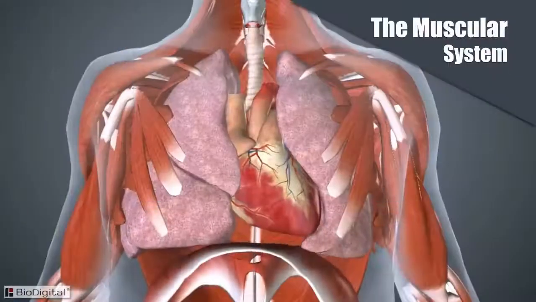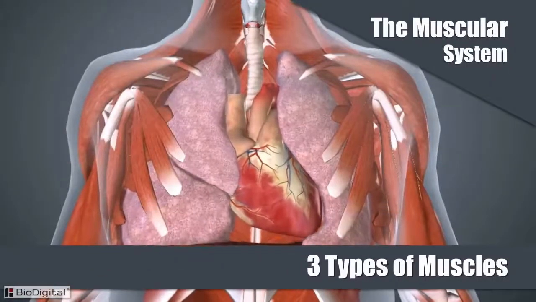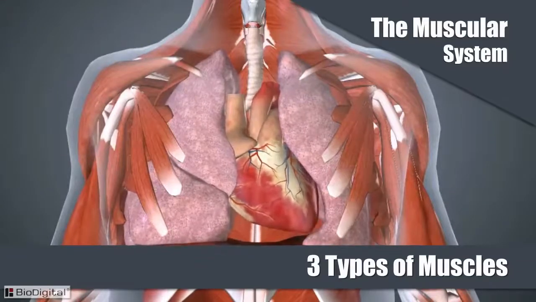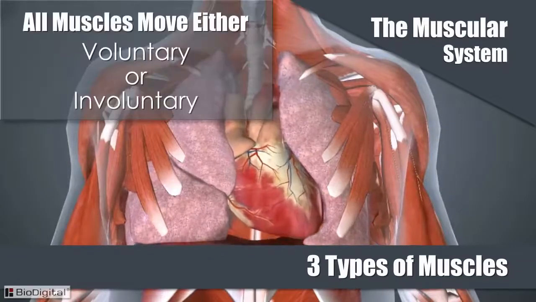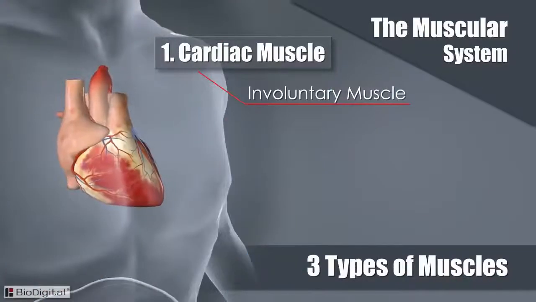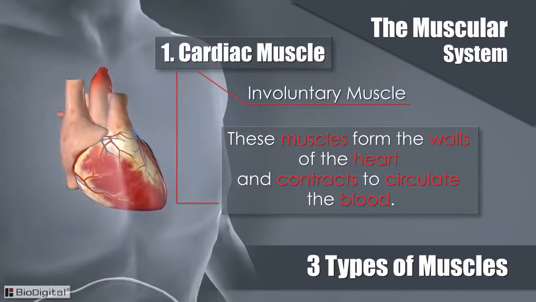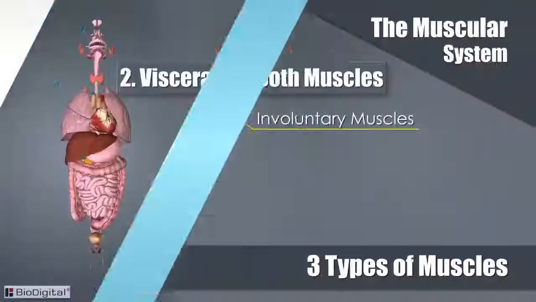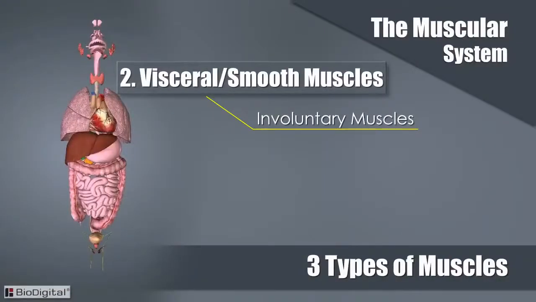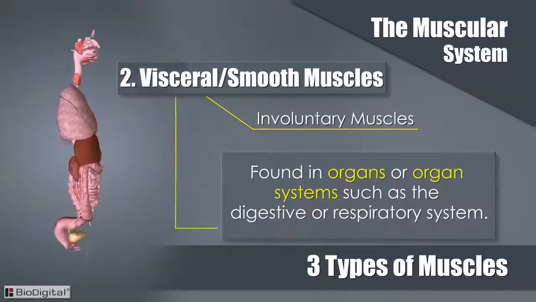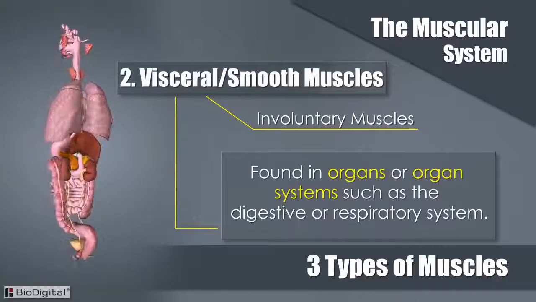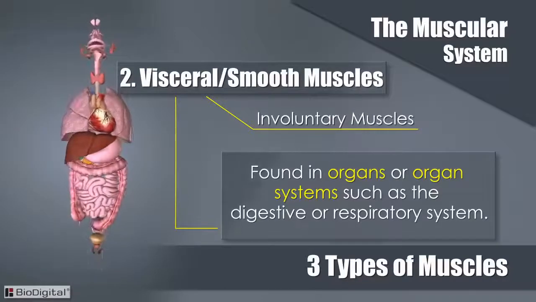The muscular system is divided into 3 main types of muscles, and each of these types can be moved by one of 2 ways, either voluntary or involuntary. The cardiac muscle is an involuntary muscle, meaning it operates without any conscious control. These muscles form the walls of the heart and contract to circulate the blood. The visceral or smooth muscles are also considered involuntary. These muscles are found in organs or organ systems such as the digestive or respiratory system.